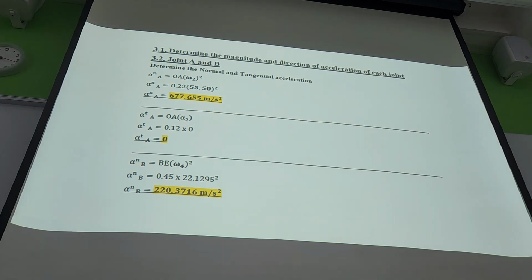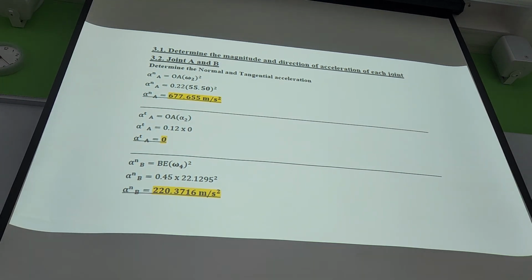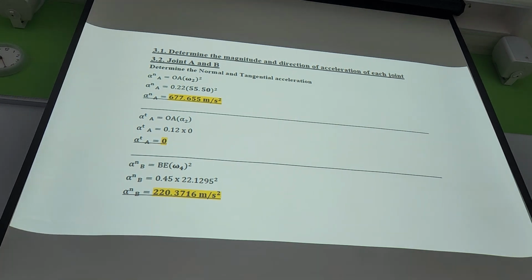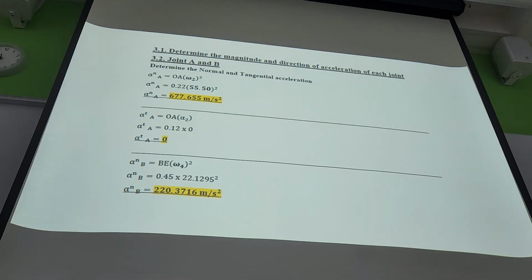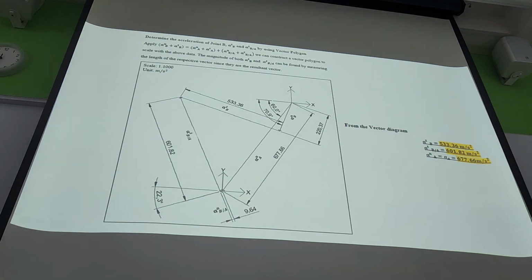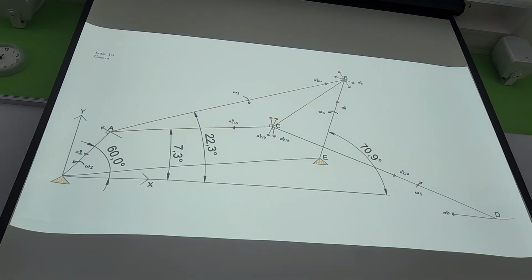Okay. So you know the magnitude and direction of the normal component. So the magnitude is now 677.655. What will be the direction? So the direction will be as shown. This is the direction.